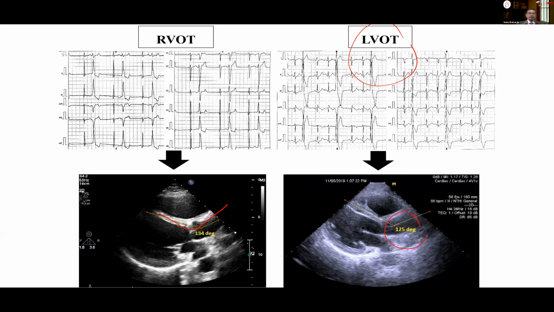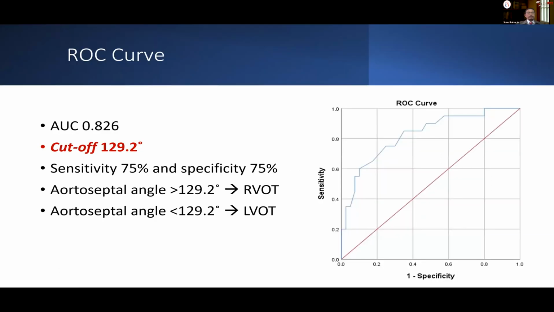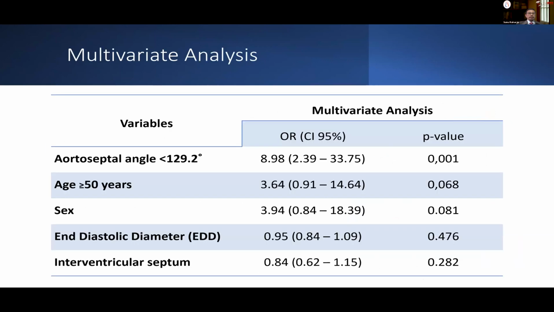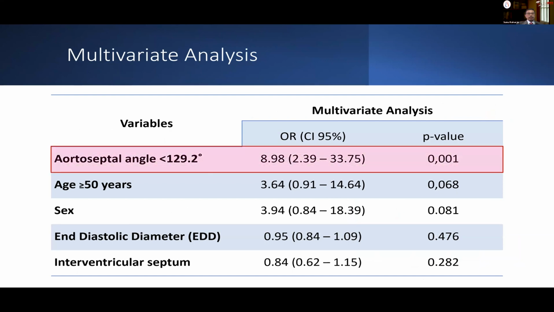So we tested this observation in a study, and we found that using a cutoff of 129, we could predict that the PVC location is probably from the LVOT. We did the multivariate analysis, and this is quite a good prediction. Now we are in the validating period of this data. So this is one of the approaches to identify the location of the outflow tract ventricular arrhythmia.